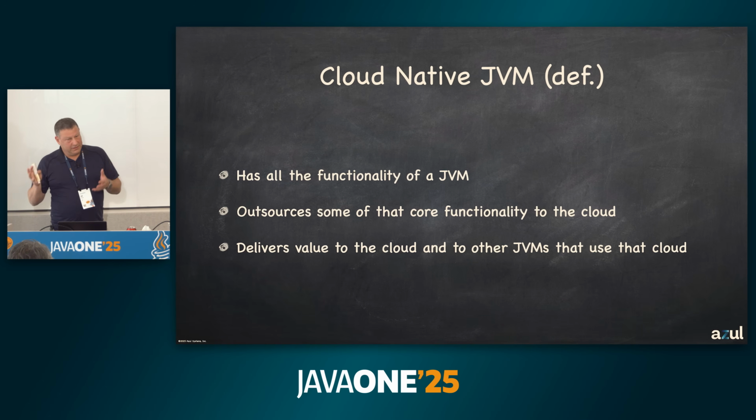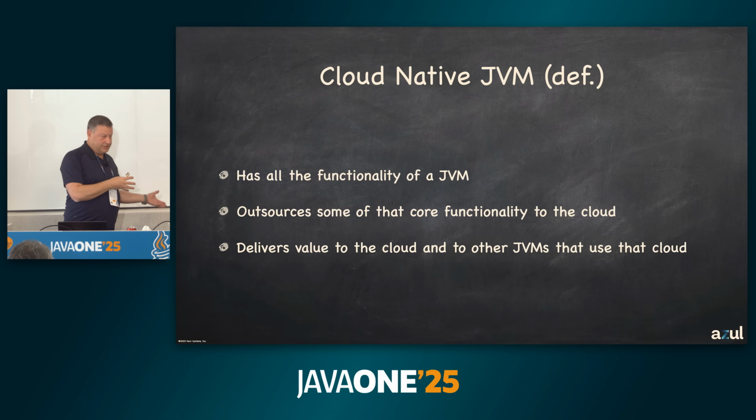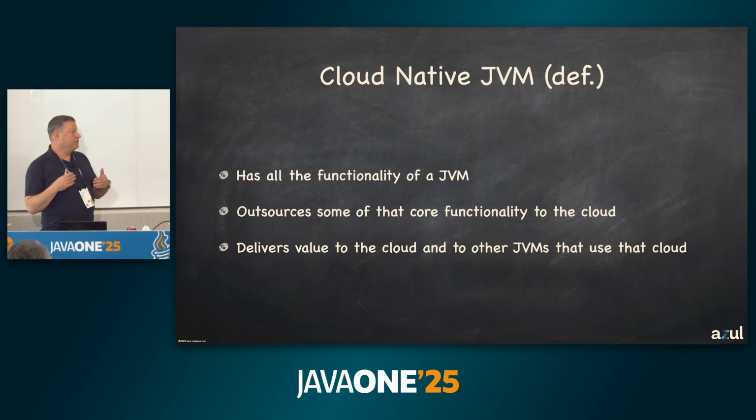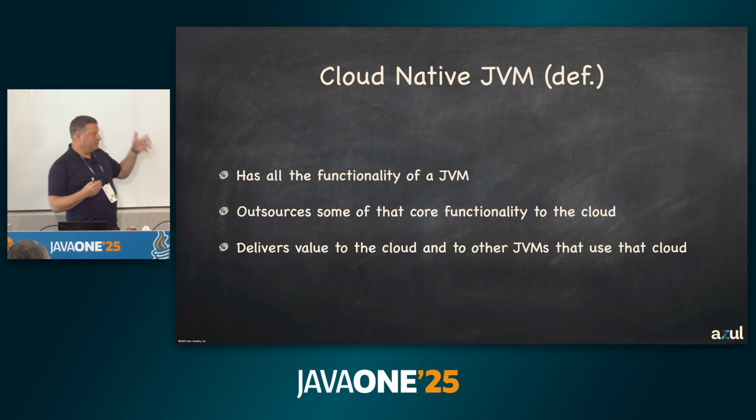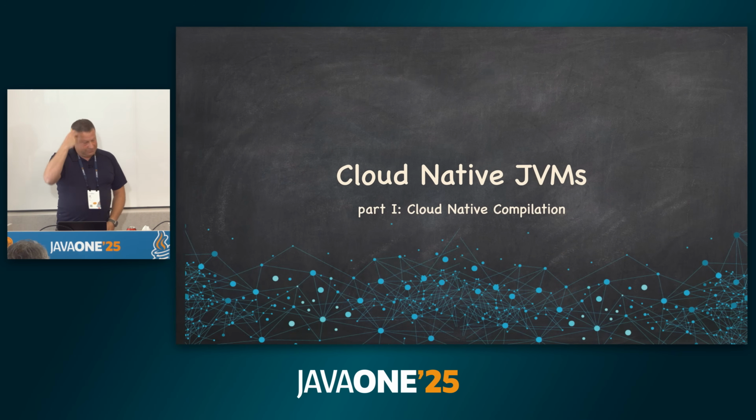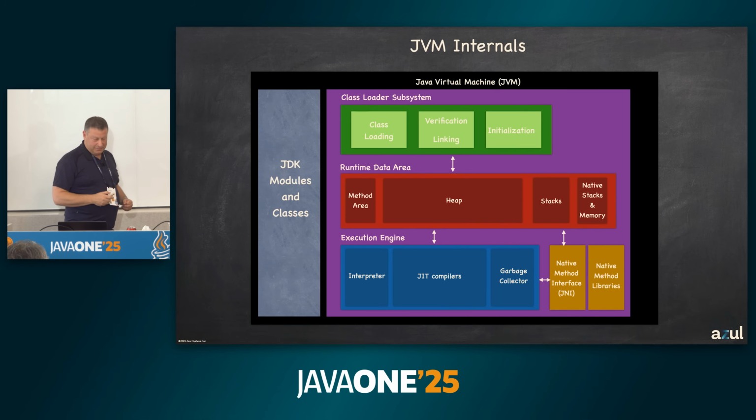Now, there are many things you could do that would fit into these three categories, and I'm going to talk about two of them, part one and part two. Each individually does this, and there are many other potential things you could do. So we're going to talk about part one. Part one in my book is Cloud Native Compilation. Let's talk about what that means.